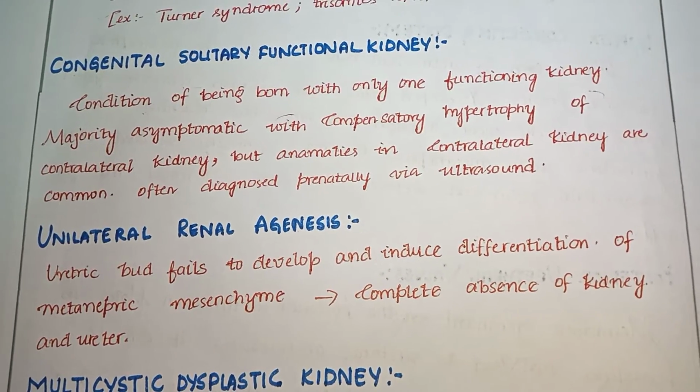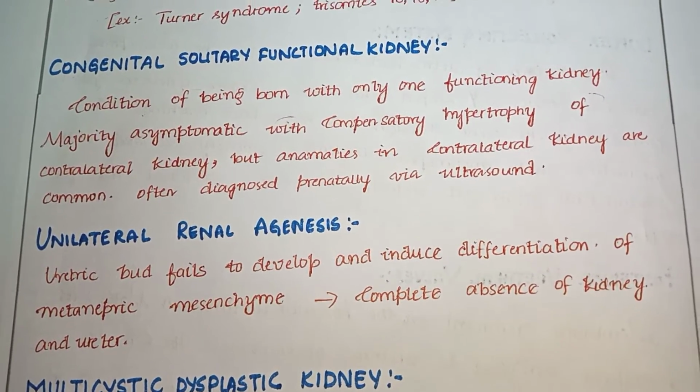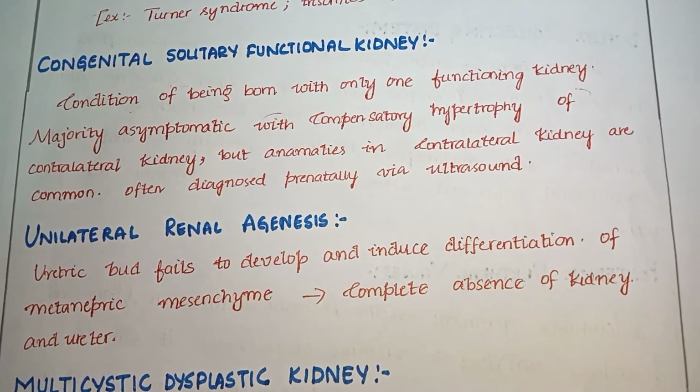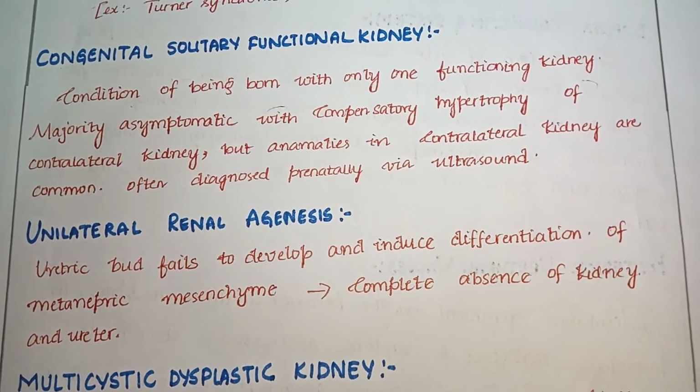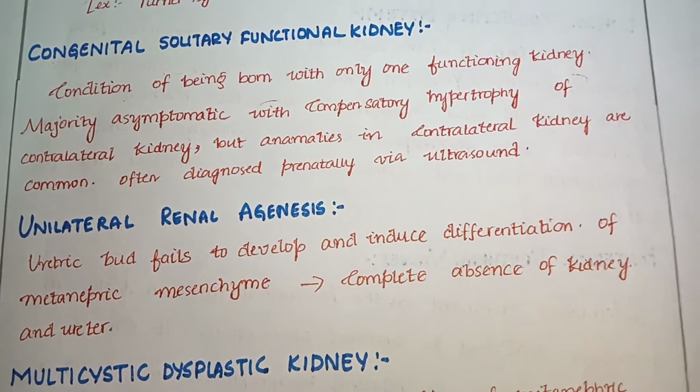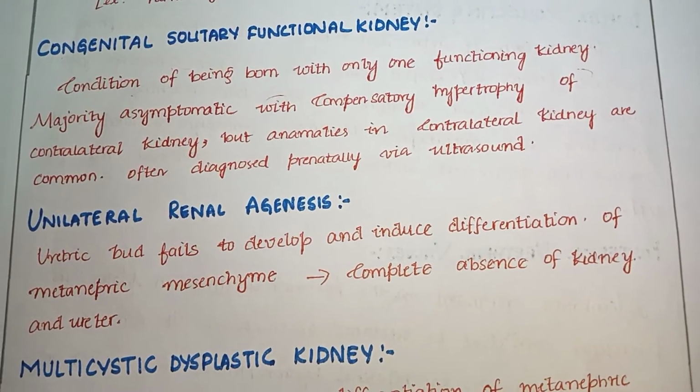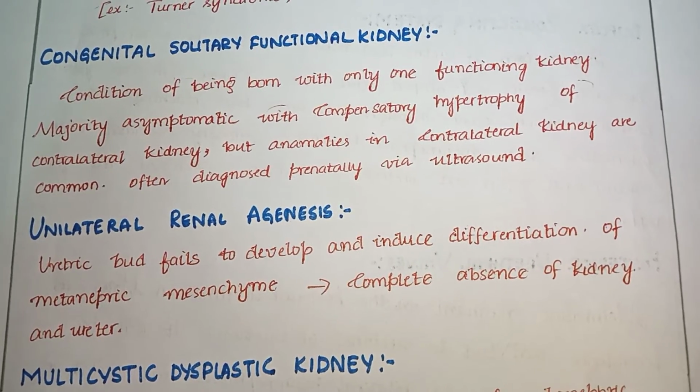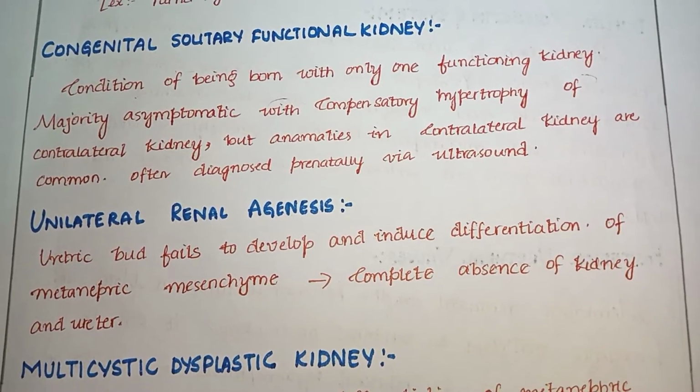The fourth congenital malformation is unilateral renal agenesis. Here, the ureteric bud fails to develop and induce differentiation of the metanephric mesenchyme. This leads to complete absence of the kidney and ureter.